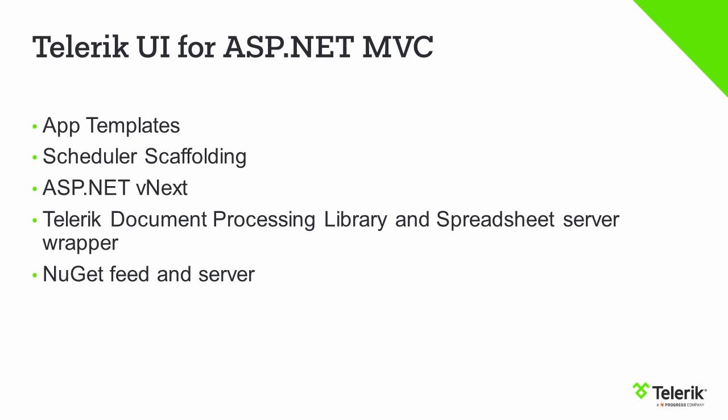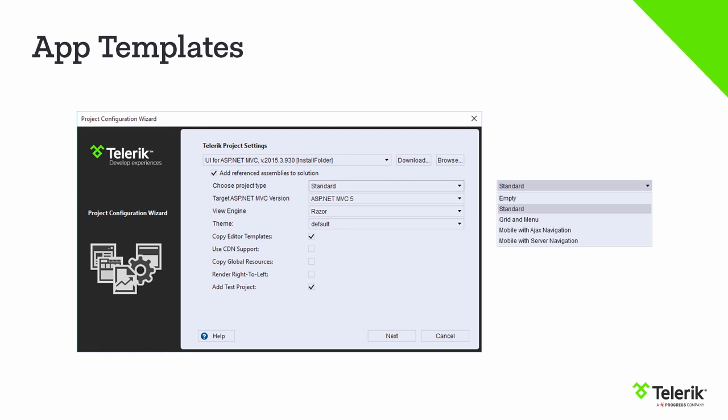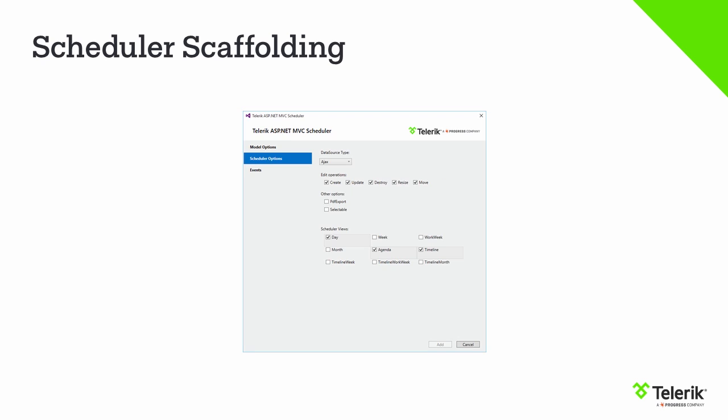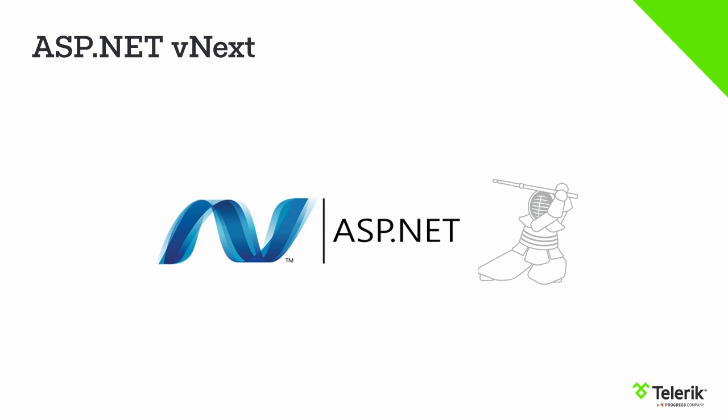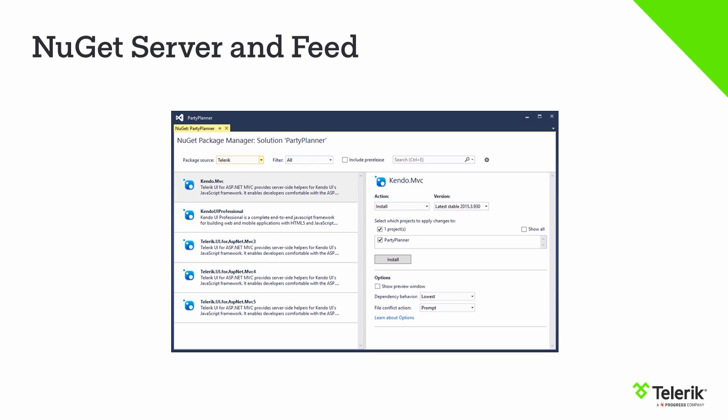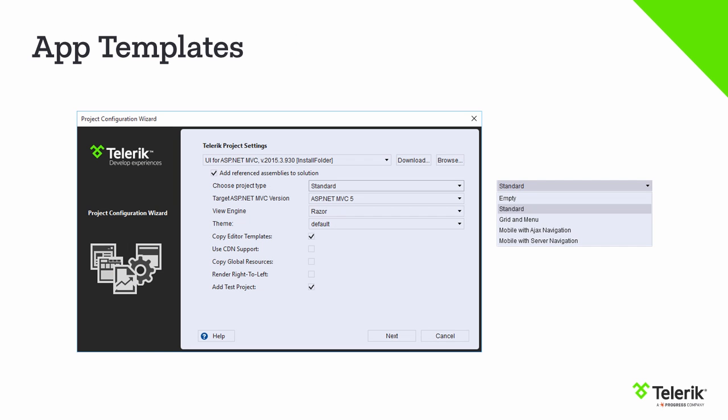The latest release of Telerik UI for ASP.NET MVC has 5 key features or improvements. They are new app templates during the project creation process, a new scaffolder for the scheduler server wrapper, which includes configuring your data binding, options, and events, support for the next version of ASP.NET and ASP.NET MVC, integration with the Telerik document processing library with the spreadsheet server wrapper, and a new private NuGet server and feed for customers. Let's begin by covering the new app templates in Telerik UI for ASP.NET MVC.